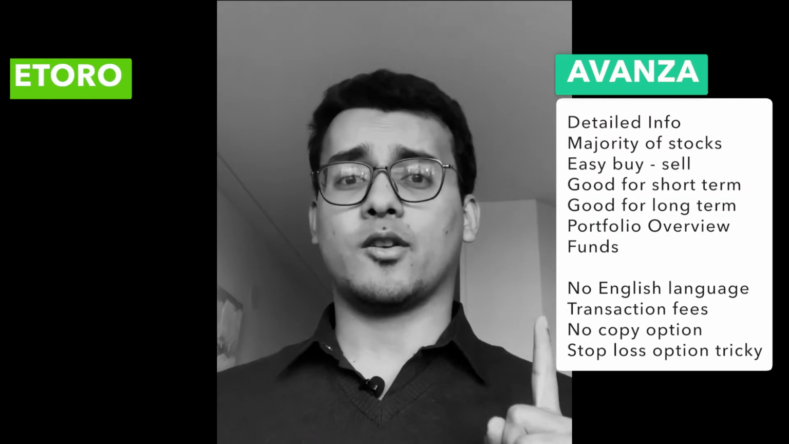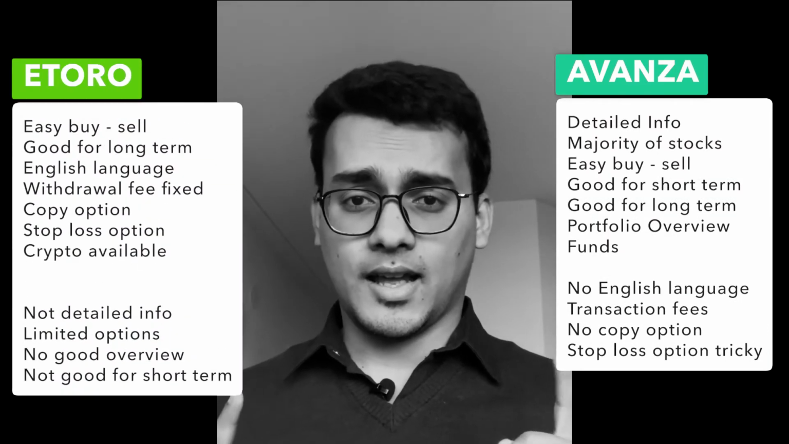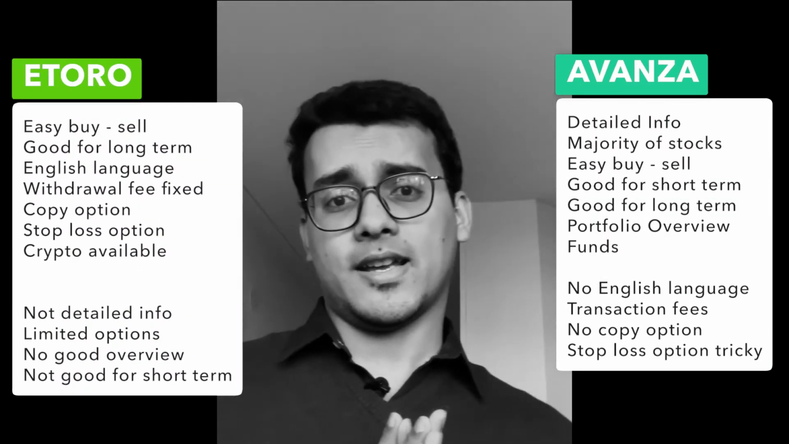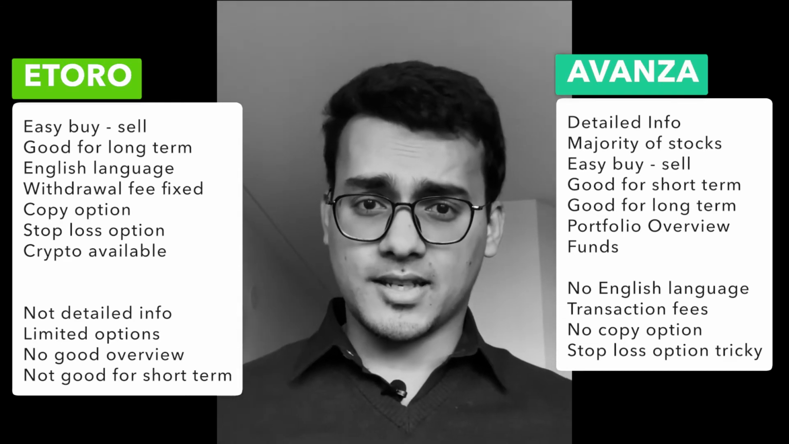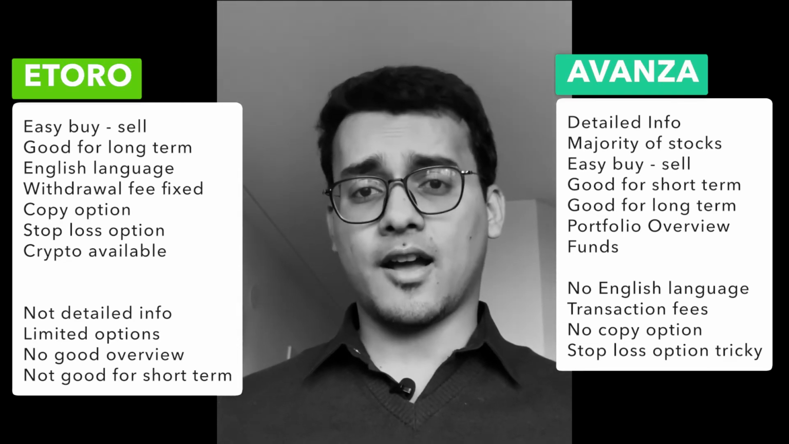So today we're going to talk about the major two applications that I see people are using to invest in Sweden. One is Avanza and the second one is eToro. And what I'll do is show you a snapshot of both applications and try to show you how these two applications are different, what the pros and cons of both are, and also which one I usually use, depending on what kind of investment I'm planning to do.